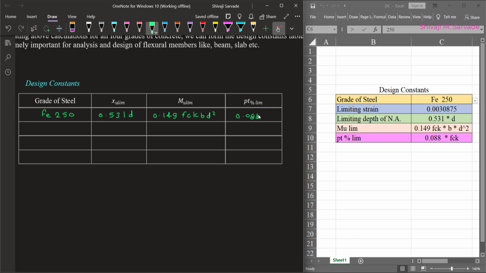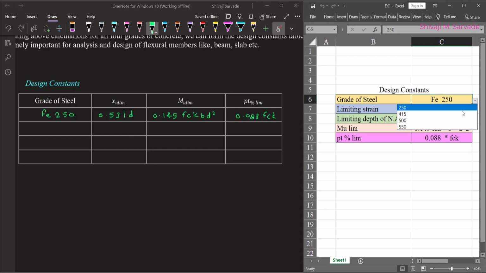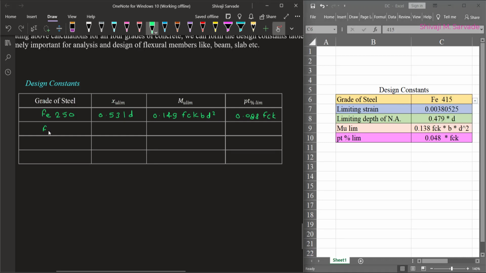0.088 FCK. So these detailed calculations we know. Now we just have to repeat it for all other grades of steel. I can simply change this to 415 steel. We have the XU limiting as 0.479 times D. We have MU limiting to be 0.138 FCK BD square, and we have PT limiting equal to 0.048 FCK.